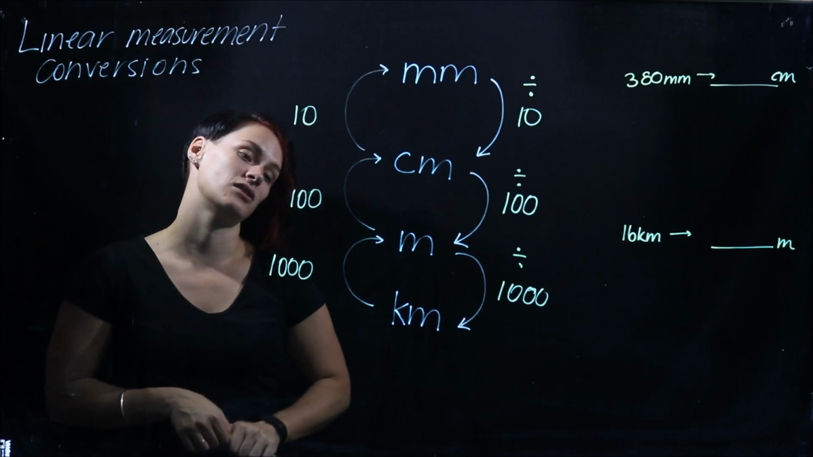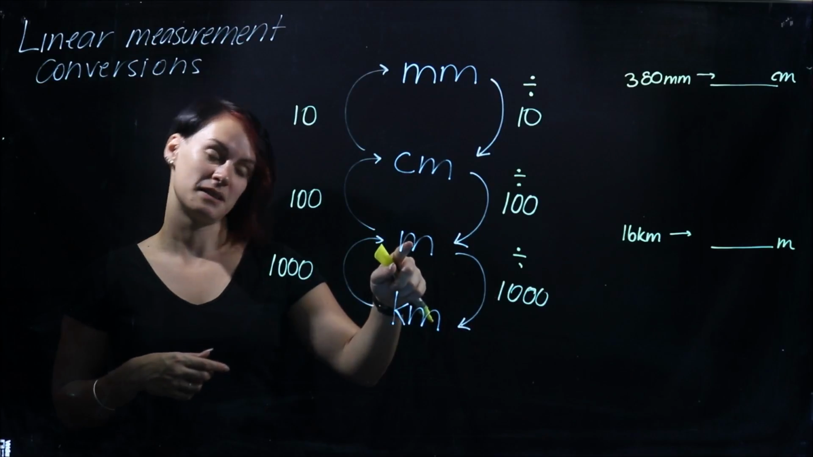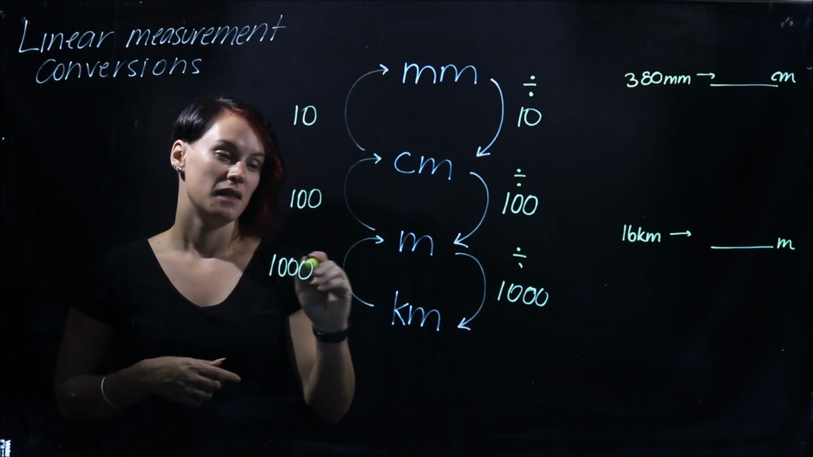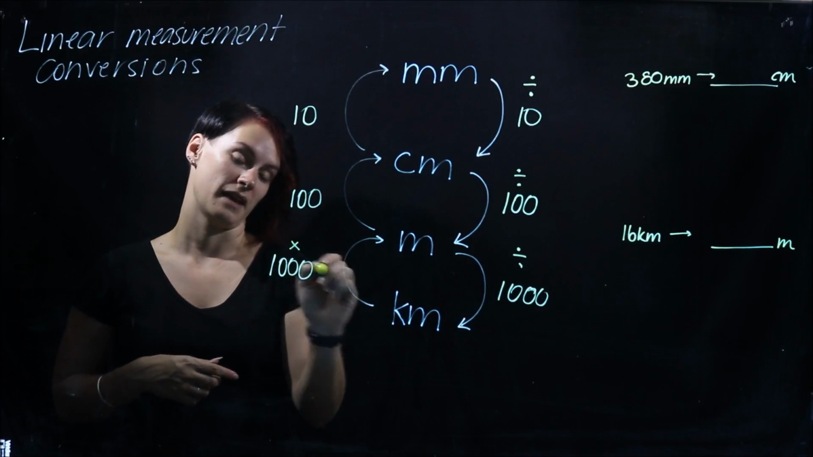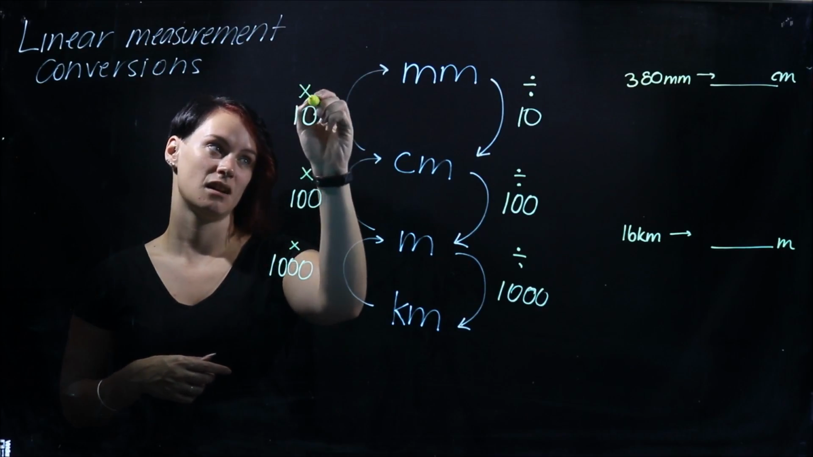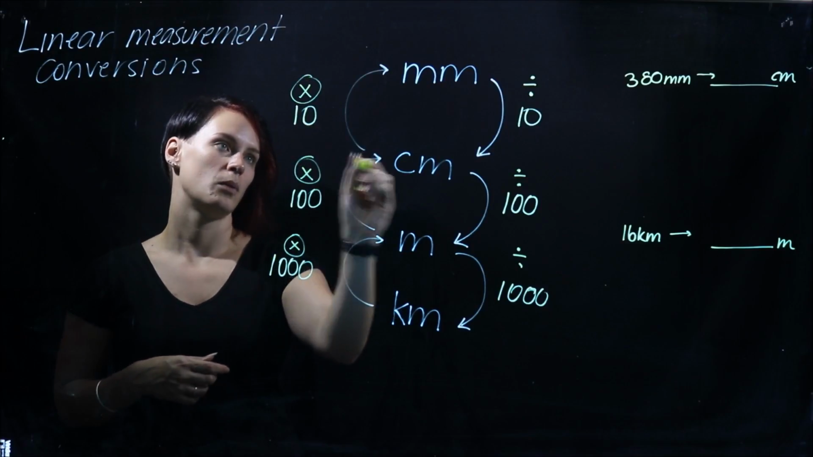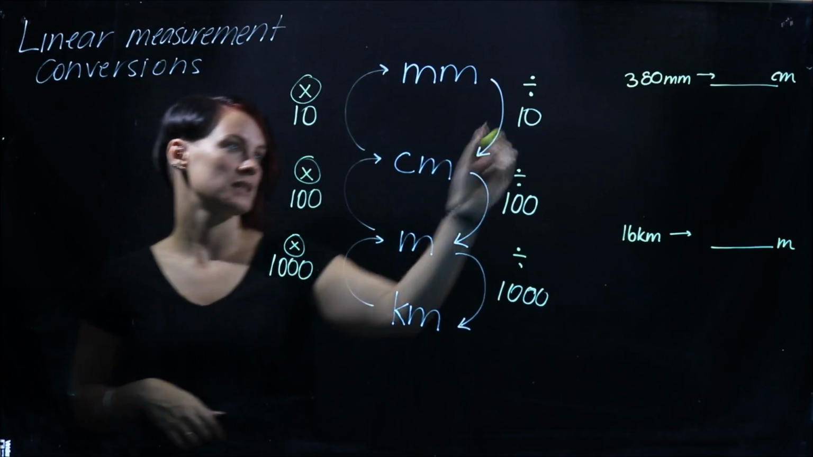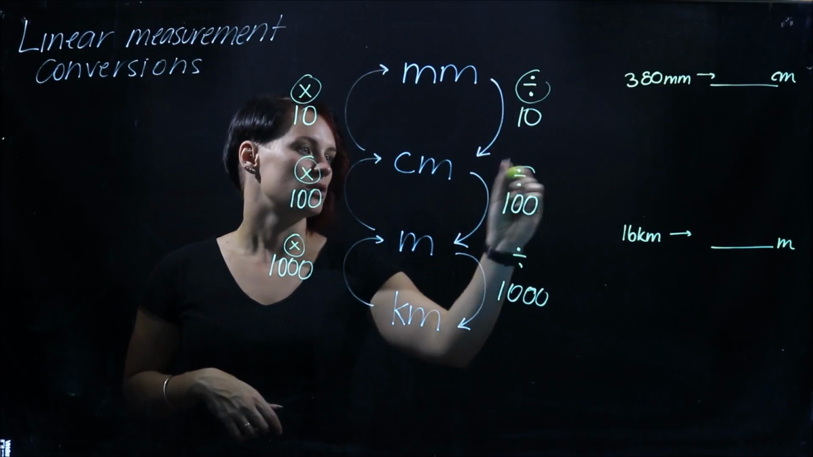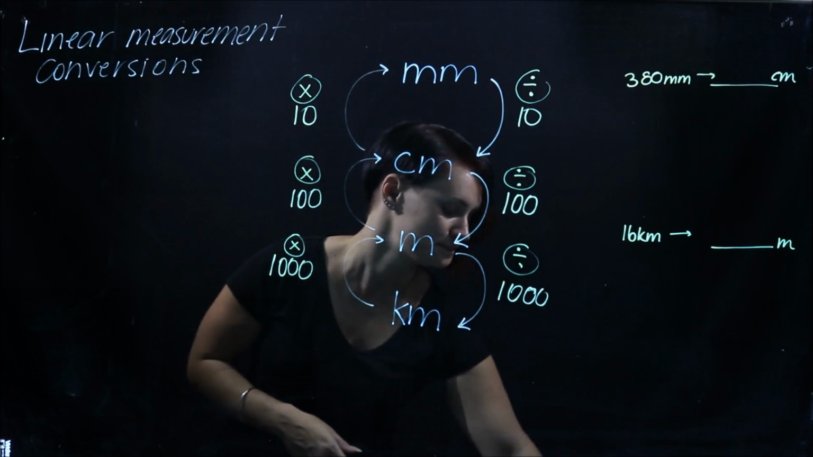Right, and the opposite is true if we're going from a big unit of measurement, like kilometres, to a smaller unit, which is metres. This time, we need to times by 1,000. So we need to know which way we go. If we're going to smaller units of measurement, we times. If we're going to a bigger unit of measurement, we divide. So let's do some practice ones over here.